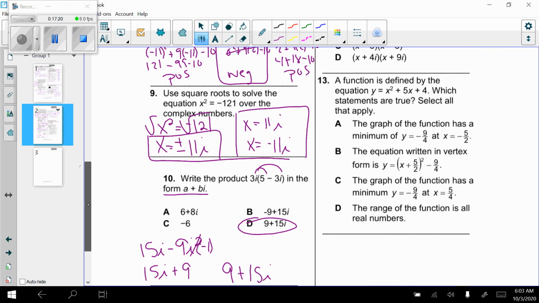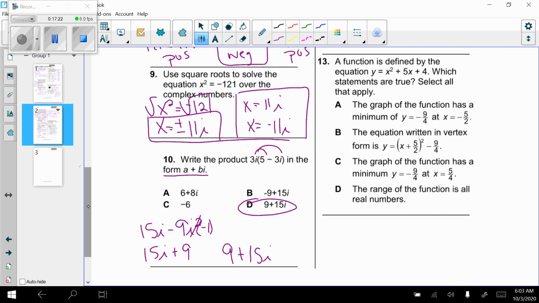All right, our last question. A function is defined by the equation y equals x squared plus 5x plus 4. Which statements are true? Select all that apply. So I'm just going to read through what they give to me so I know what I'm looking for. The graph of the function has a minimum. Okay, so I know that I'm going to need to find my vertex. The equation written in vertex form is this. The graph of the function has this minimum, or the range of the function is all real numbers.